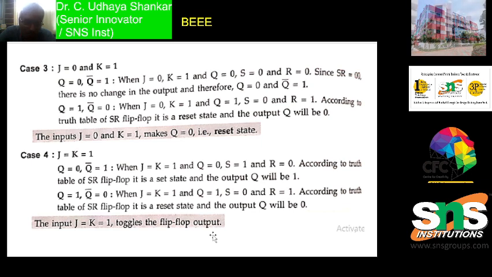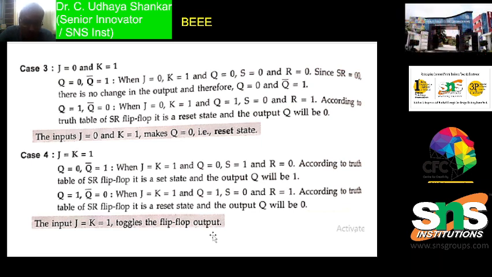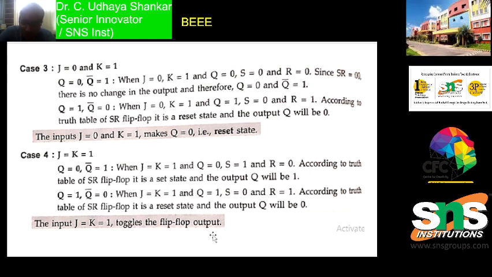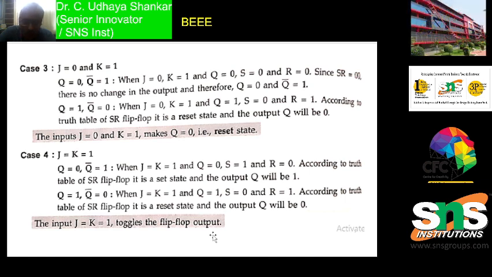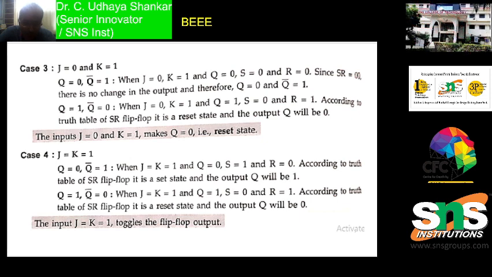So this is how this JK flip flop works, and this is the most frequently used flip flop in most of the memory elements. It has a lot of advantages over the SR flip flop. Hence it is the most frequently used flip flop in most of the memory elements.